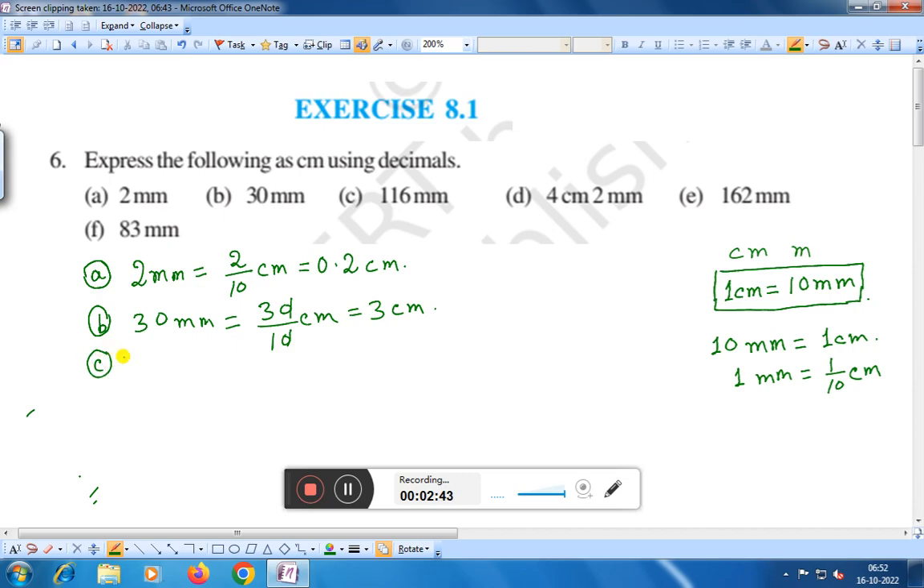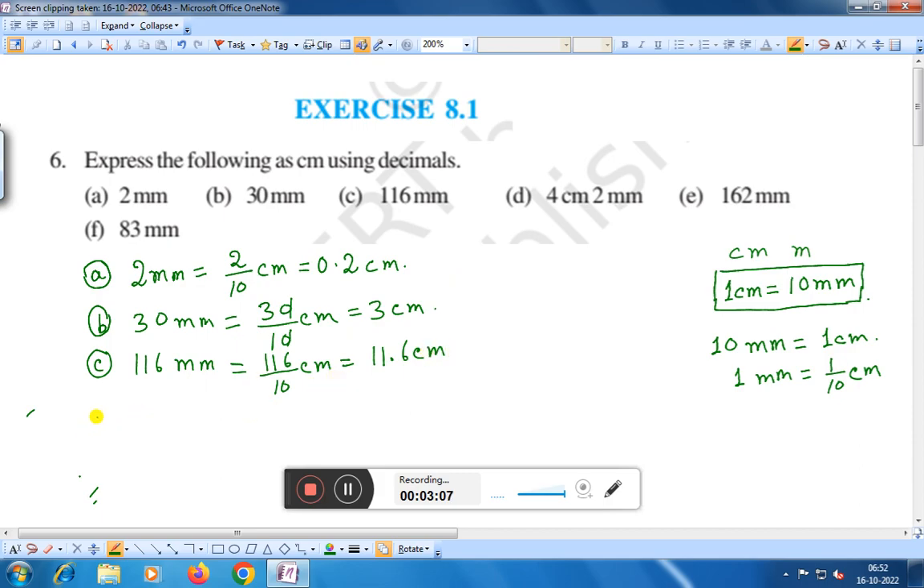Question number C is 116 millimeter. 116 millimeter is equal to 116 by 10 centimeter, right? That means you are getting 11.6 centimeter, right? This is question number C.